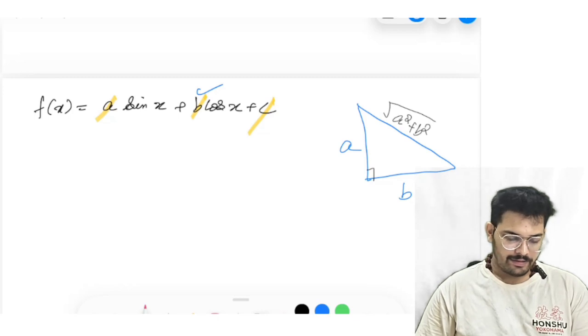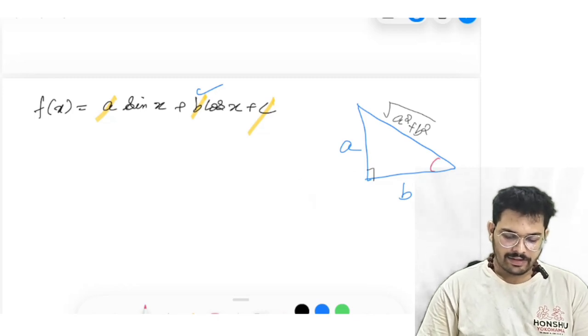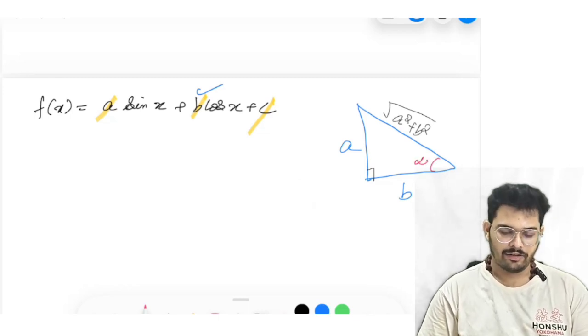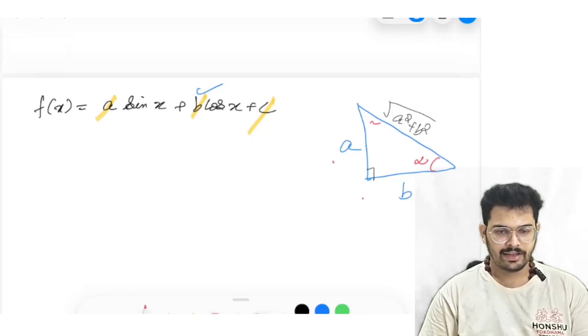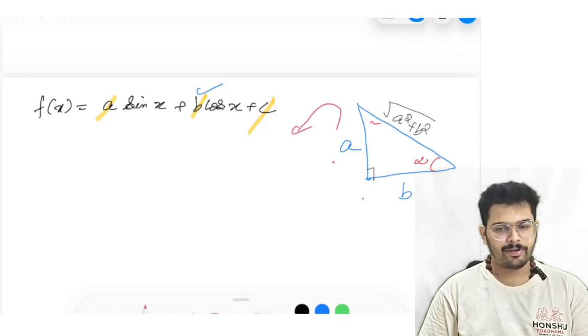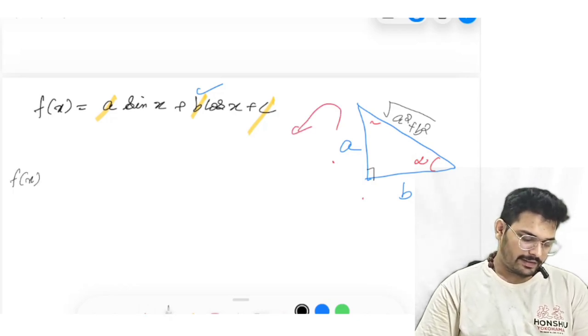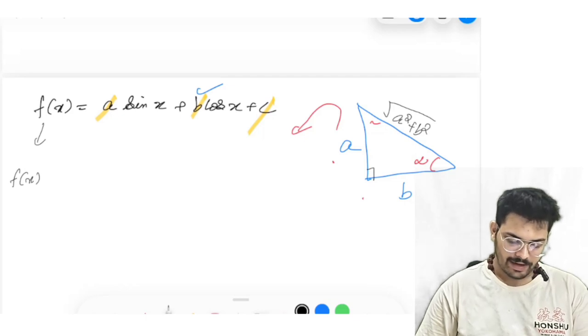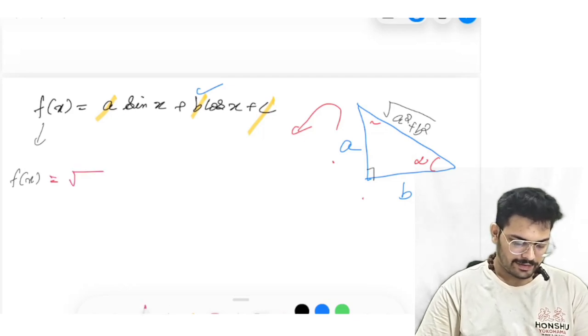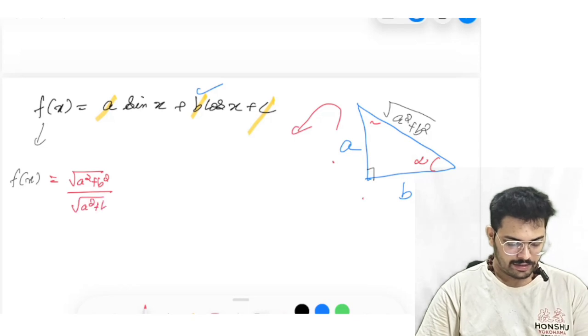In the next step, I will be calling this angle as alpha. You can call any angle as alpha, either this or this, no matter. Whatever notation you provide here, our next step will be altered based on that. Now, f of x is the same thing. I am multiplying and dividing this f of x by root of a square plus b square on the numerator and denominator.